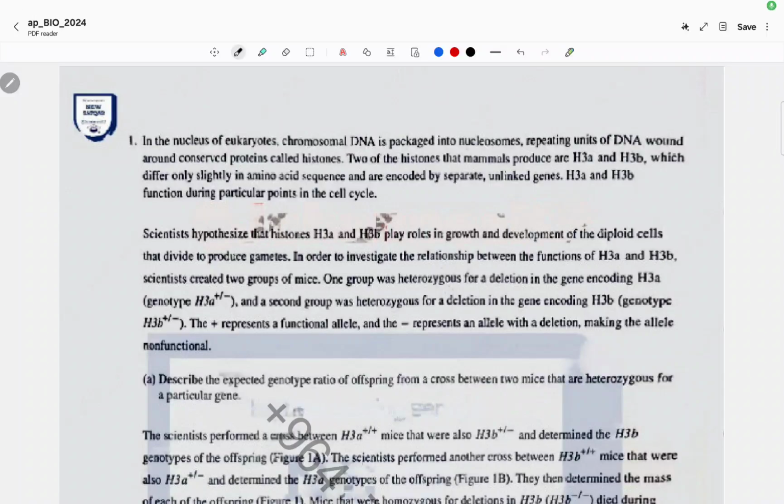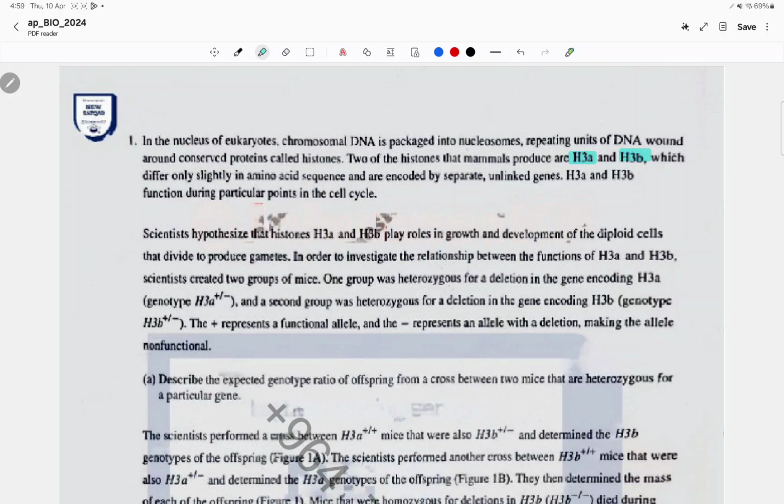In the nucleus of eukaryotes, chromosomal DNA is packaged into nucleosomes, which are repeating units of DNA wound around conserved proteins called histones. Two of the histones that mammals produce are H3A and H3B, which differ only slightly in amino acid sequence and are encoded by separate unlinked genes. H3A and H3B function during particular points in the cell cycle.